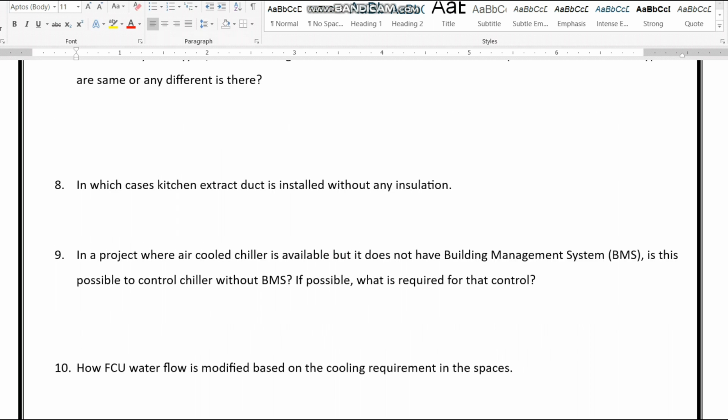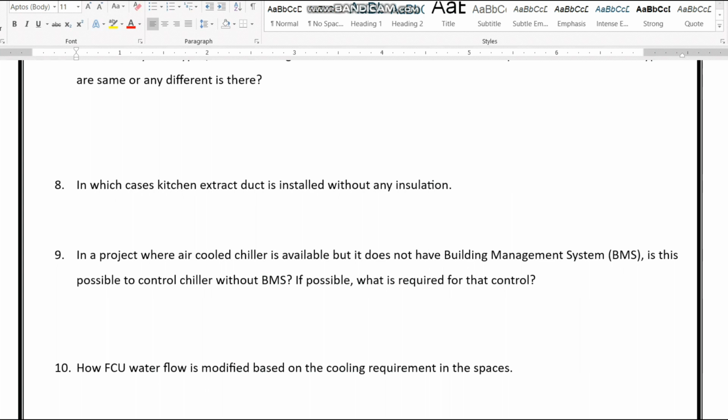And finally, here is a very easy last question. How is the FCU water flow modified or controlled based on the cooling requirement in the space? We have a conditioned space. There we have the FCU, and the FCU has a thermostat. Now in this room the proper temperature, I mean the set point, is achieved. So how is the FCU water flow modified? That is a very basic question for you.